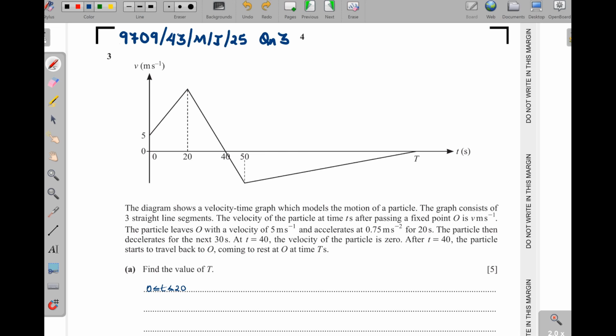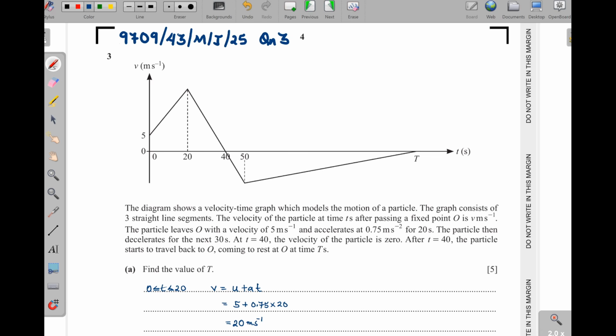Now, using v equals u plus at. Remember the initial speed is 5. The acceleration here was given as 0.75. So 0.75, then the time taken is 20. This will give us 15, then plus 5, that will be 20. So 20 meters per second.